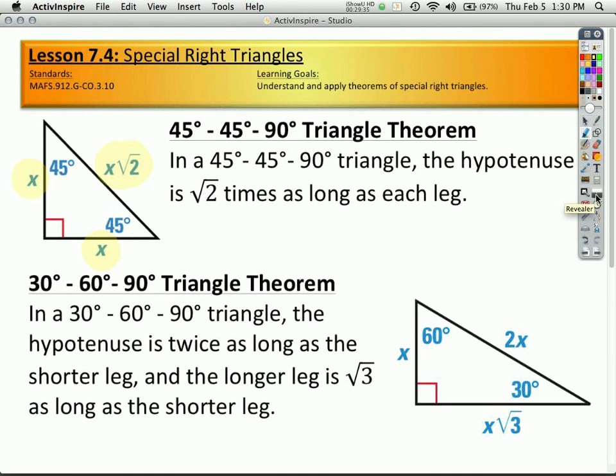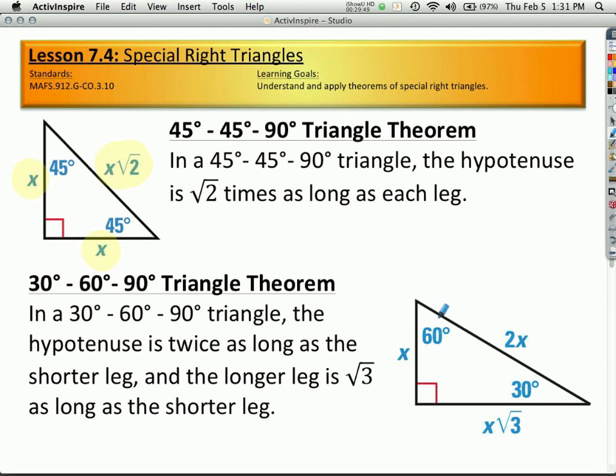The second case is called the 30, 60, 90. If you have a right triangle that has a 30 degree angle, it will also have a 60 degree angle. And the side lengths will be in the relationship as shown. The smallest leg will always be x. The longer leg will be x radical 3, or radical 3 times the length of the shorter leg. And the hypotenuse will always be twice the length of the short leg.